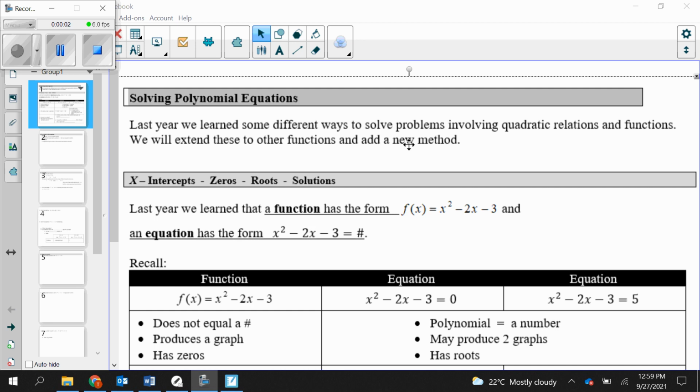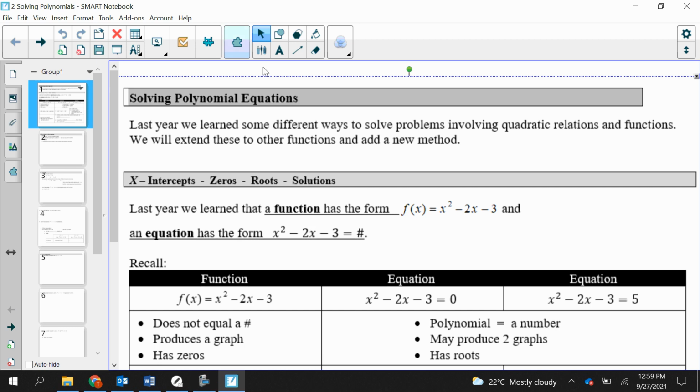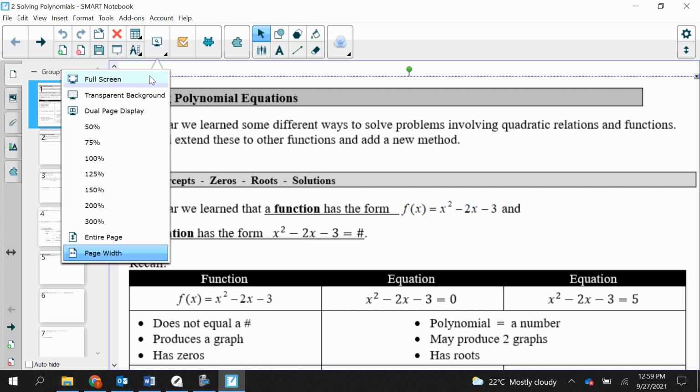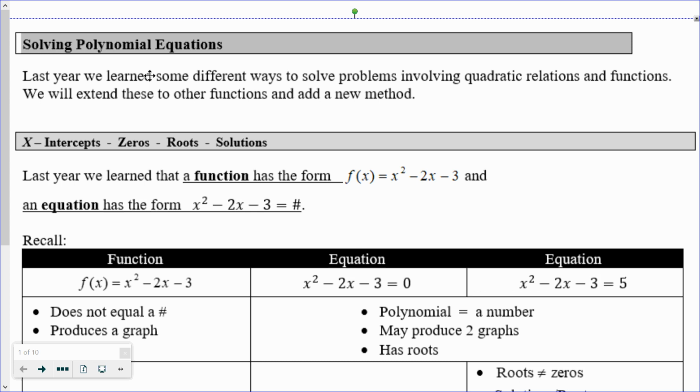Hi 30-2s. This is going to be the second lesson for polynomials, solving polynomial equations. I think it's on page 10 in your booklet. It says last year we learned some different ways to solve problems involving quadratic relations and functions. So we're going to review that stuff today, and then eventually we'll get into regressions, which is the next lesson beyond this. So we'll extend these to other functions and add a new method.